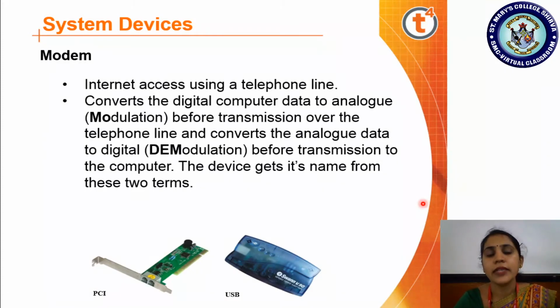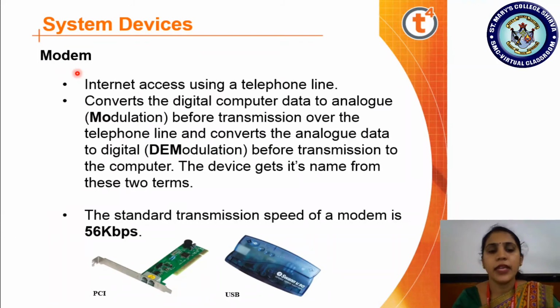Okay, and the device gets its name from these two terms. As it is doing the process of demodulation and modulation, we have the name called modem. Okay, then the standard transmission speed of a modem is how much? 56 kbps. So what is that kbps? Kilobits per second. So per second, the transmission of data is how much? 56 kilo, that is 56,000 bits per second. That is the meaning.